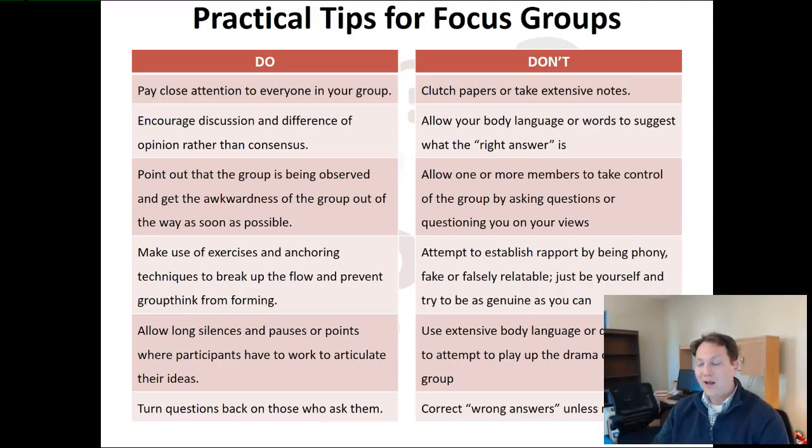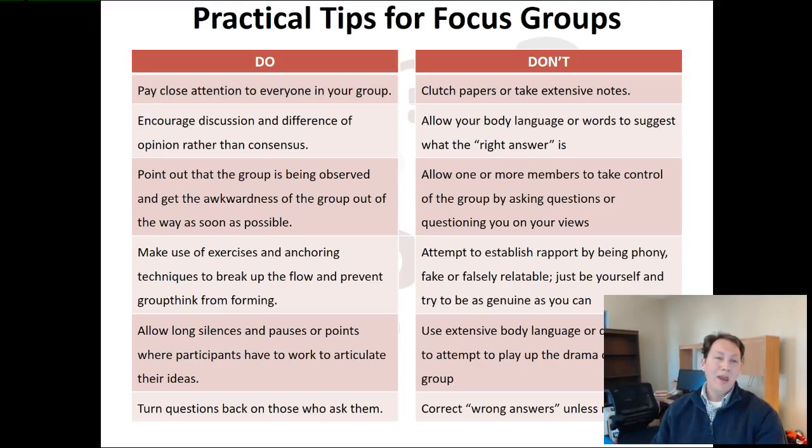And as a counterpoint, don't clutch papers. Don't hold papers up to hide behind, or bury yourself in taking notes, or have a little chat window on a computer that you're typing into constantly with the observers to get feedback. All of those things not only take your attention away, but they're very distracting to the group.